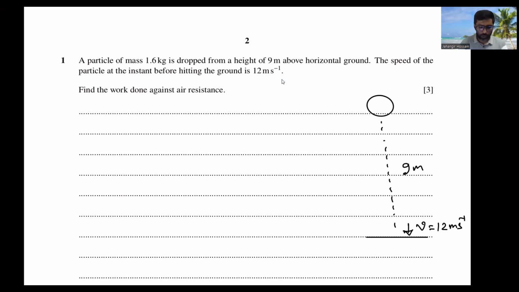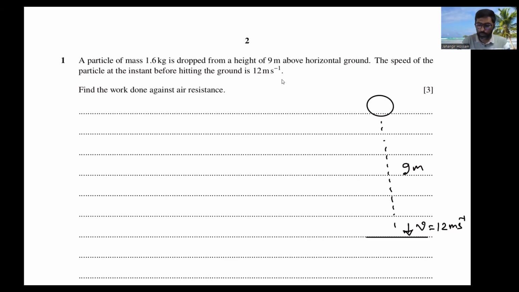Now you have to find the work done against resistance. You can do it in two different ways. If you consider the resistance to be constant, which is not given here, then you find the resistance, then work done against resistance equals resistance times the distance traveled. Although that will not be appropriate. Rather, the more appropriate thing is to consider the work energy principle here.